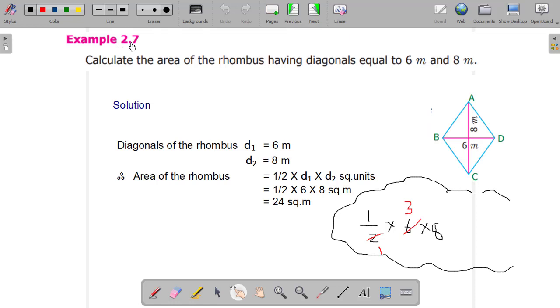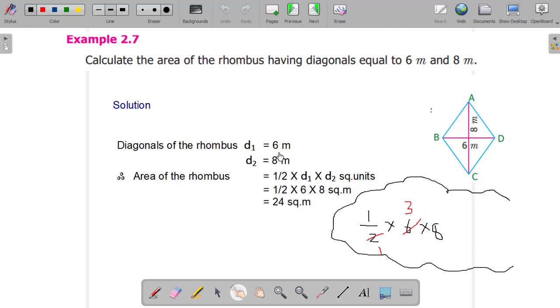Example 2.7. Calculate the area of the rhombus having diagonals equal to 6 meter and 8 meter. In this sum, diagonals are given. Diagonals of the rhombus are given. So first diagonal is 6, next diagonal is 8. So write the given details first. Diagonals of the rhombus, d1 is equal to 6 meter, d2 is equal to 8 meter. Therefore area of the rhombus, we can use this formula, half into d1 into d2 square units.